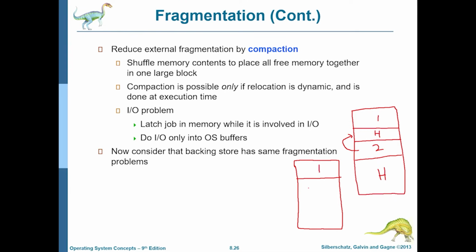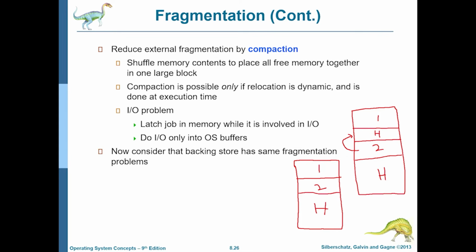We have process number 1 and we have process number 2, and these two holes can combine to become a bigger hole. Now there is no fragmentation, because now this is a contiguous chunk of memory that can be assigned to any process that is equal to or just smaller than this hole.